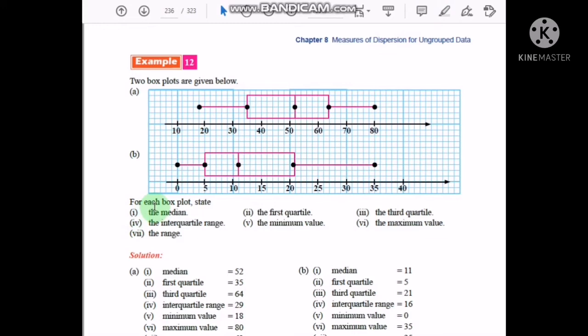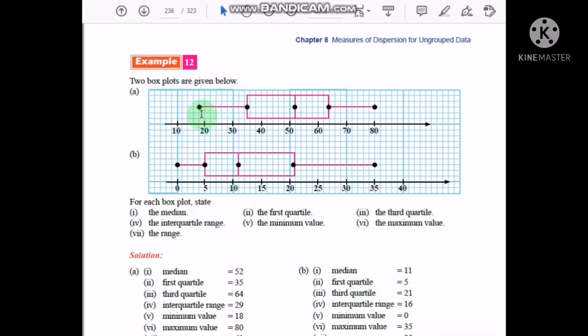Okay, for the median for B, the median is in here, right? And then the scale is 5. So 10, it will become this one, this scale will become 11. So the median for B is 11.